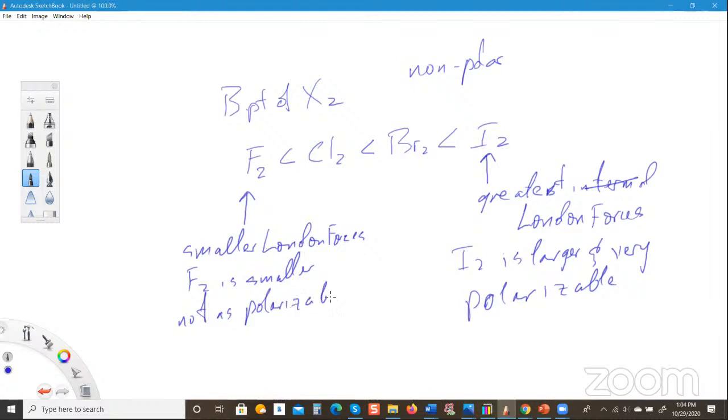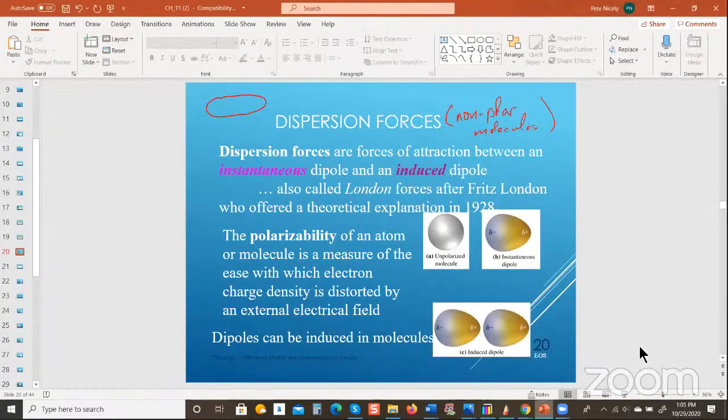Polarizable, all right? So that's the reason why, of these elements in group 7, iodine has a greater boiling point, because the intermolecular forces, the London forces, will be greater. That's because iodine is larger and the molecule is more polarizable, right? And the opposite is true in the case of fluorine. So that explains that.